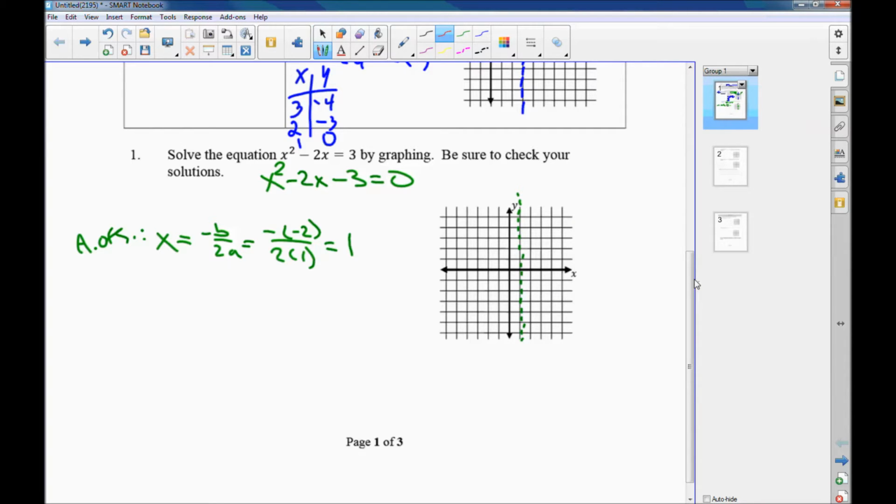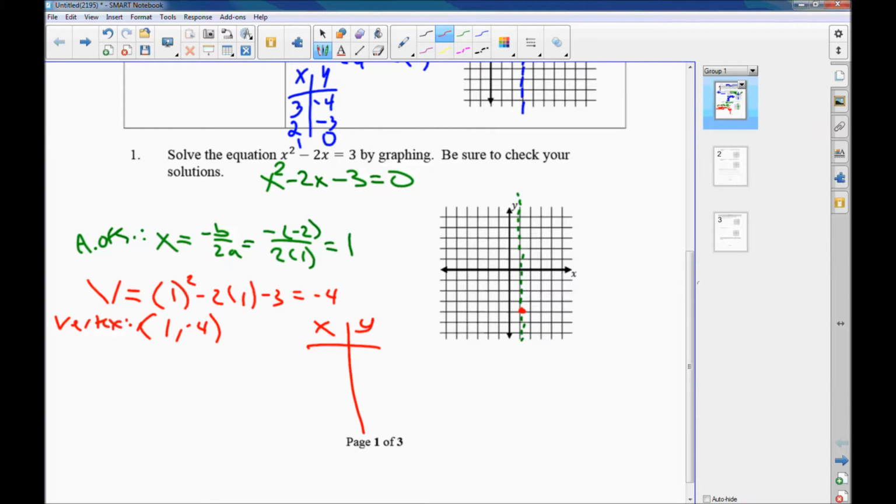Our vertex is going to be plug 1 back into our formula. So y equals 1 squared minus 2 times 1 minus 3. So 1 minus 2 is negative 1, minus 3 gives me negative 4. So my vertex is (1, negative 4). At 1, we go down 1, 2, 3, 4. Now this parabola definitely opens upward, so we're going to plot some points until we find the place where it crosses the x-axis. I will always give you ones that cross at whole numbers, just to make it a little bit easier for you. So we have (1, negative 4).